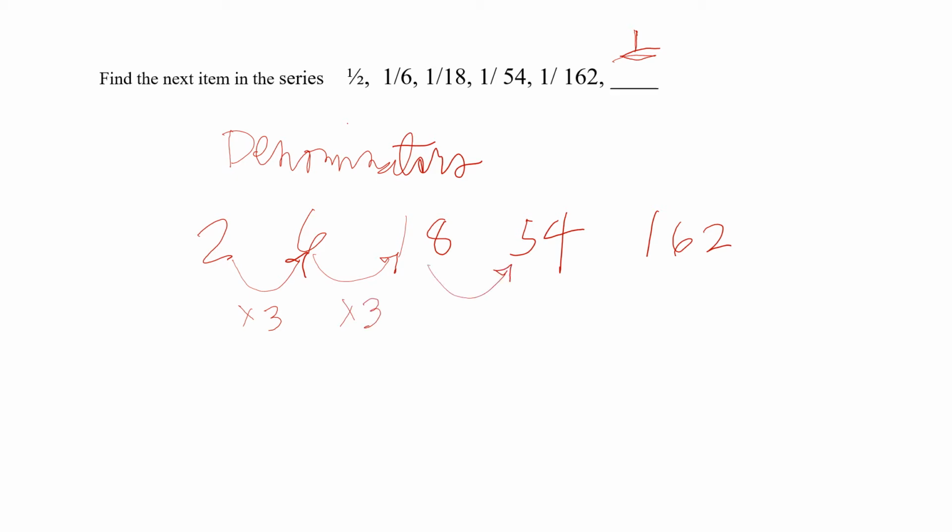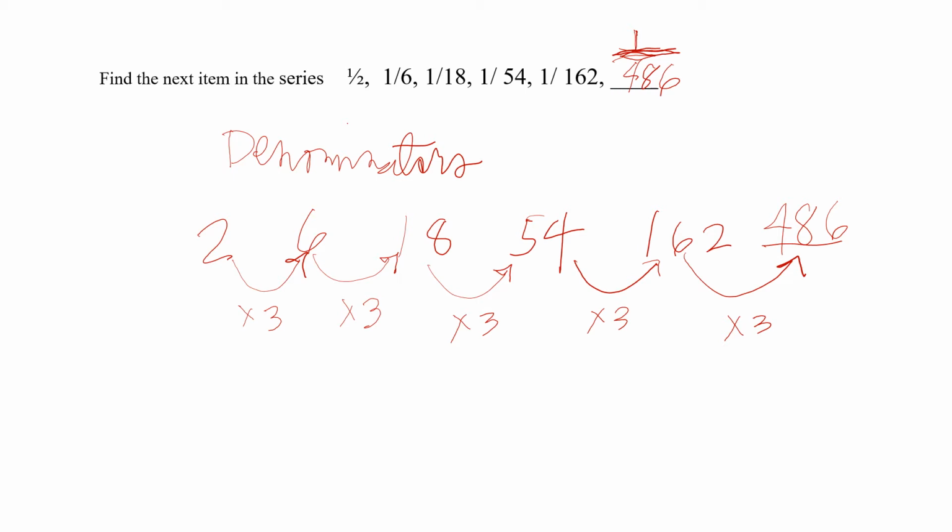From 18 to go up to 54, we need to multiply that by 3. And from 54 to 162, we need to multiply 54 by 3. So without having to sweat out, the next term will tell us that we need to multiply 162 by 3. And so that gives us 2 times 3 is 6, 6 times 3 is 18, carry 1. That will give us 486 in the denominator.